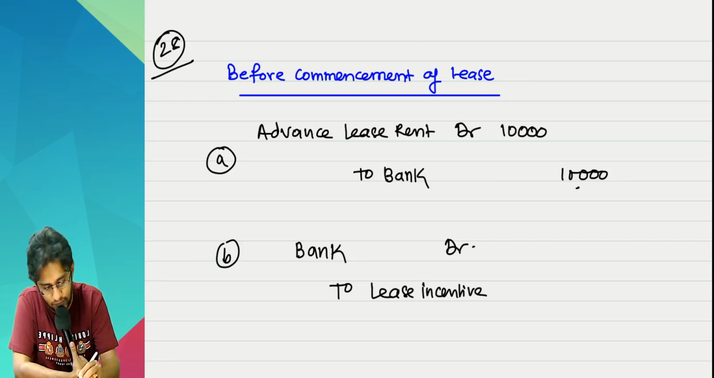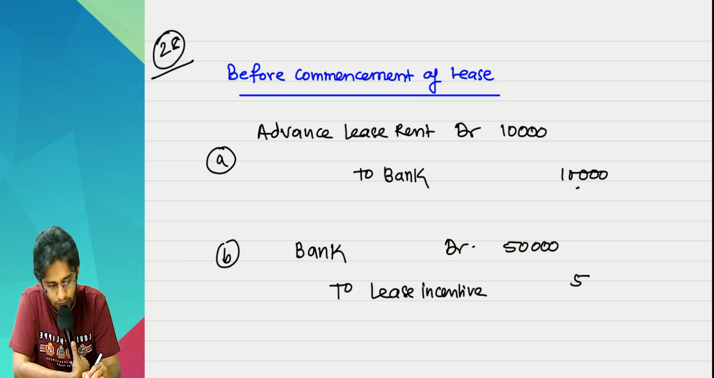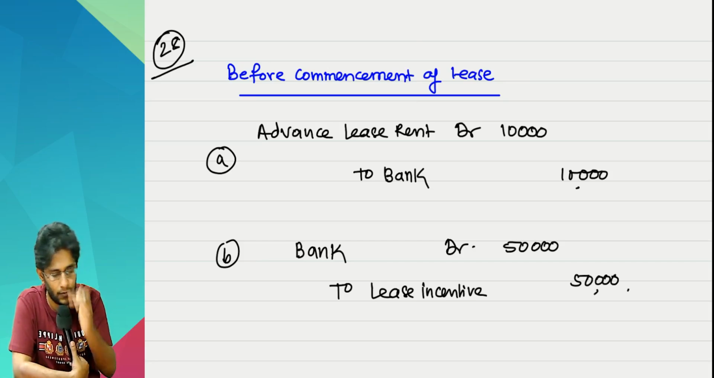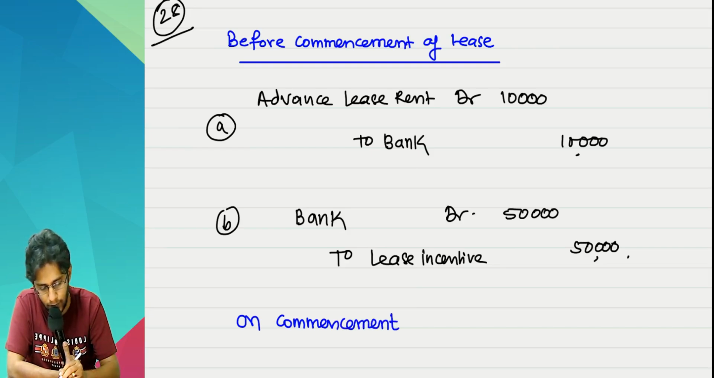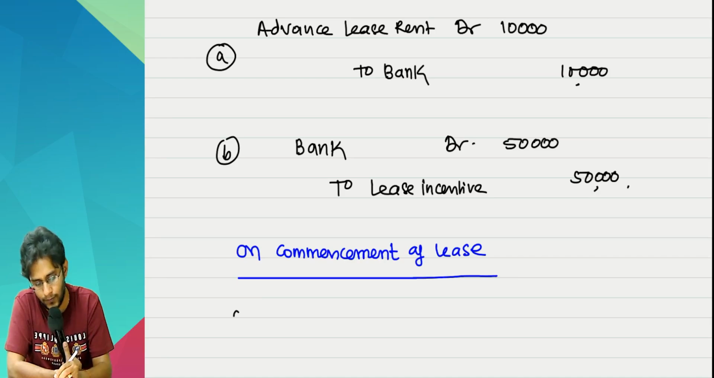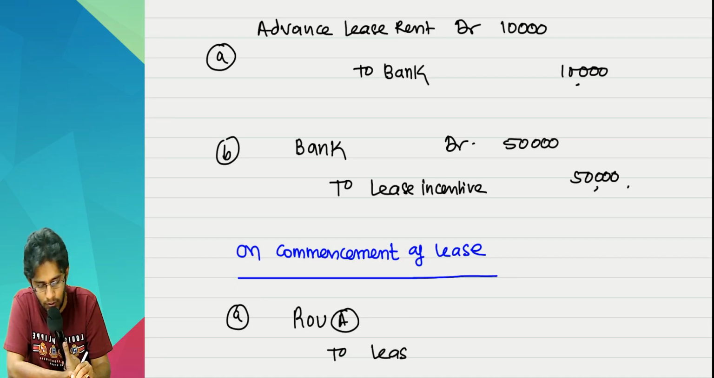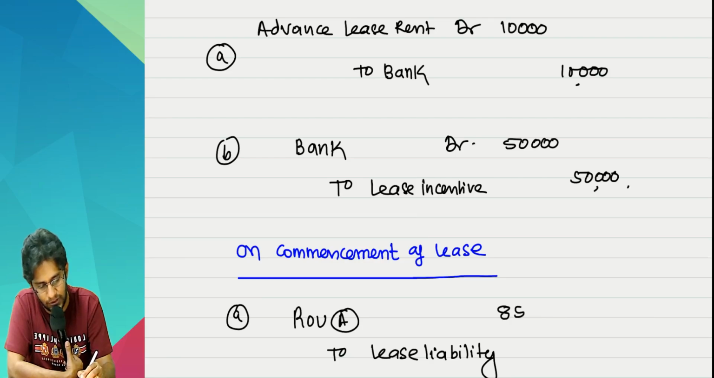Received, on commencement. The basic entry, amount you need not work out. That fellow told you. What is the present value of lease payments? 8,50,000.